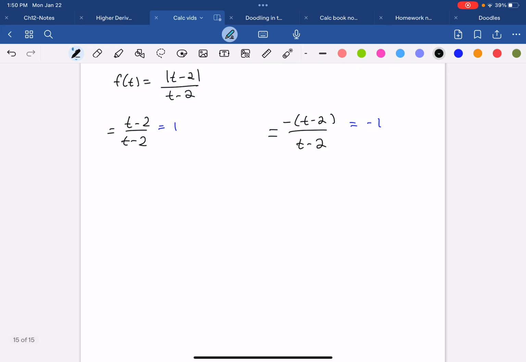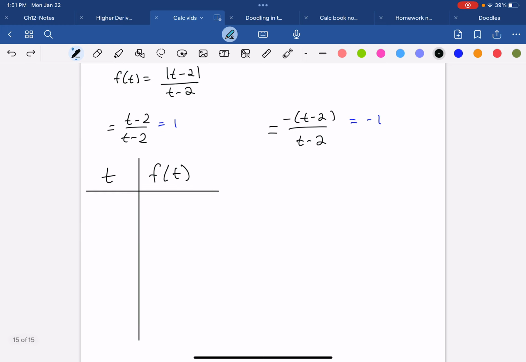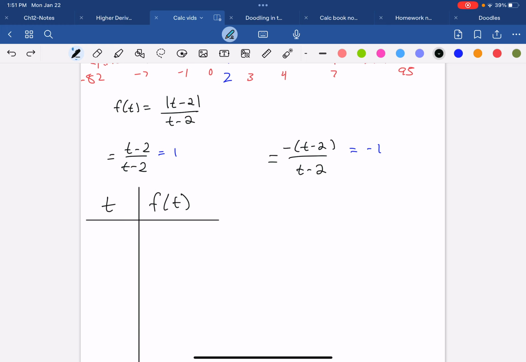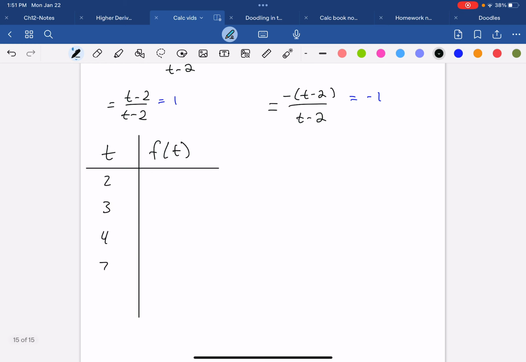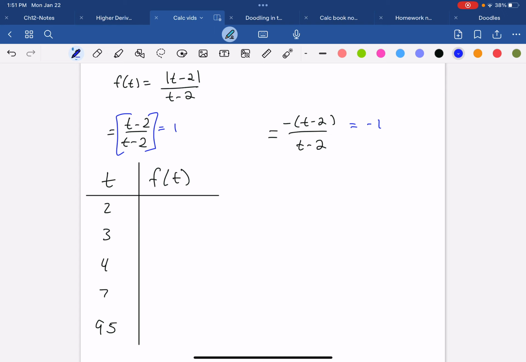So we're going to have f of t, and let's first work with the positive format. I'm going to do this in a table. So I have t, and then f of t. So what are we plugging in? We're going to look at negative. Actually, I'll start with the positive side. So we're going to do 2, 3, 4, 7, and 95, plugging this into this format of the problem.